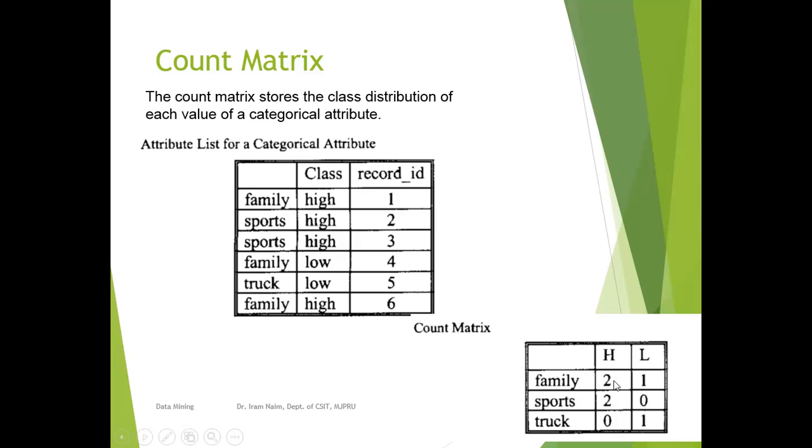So in family, two instances have the high value and one instance has the low value. Similarly, in sport, we have 2 high values and 0 low values, and in truck, 0 high values and 1 low value. So in this way, we can define our splitting criteria. Obviously for this attribute, the splitting criteria has 3 values: family, sport, and truck.